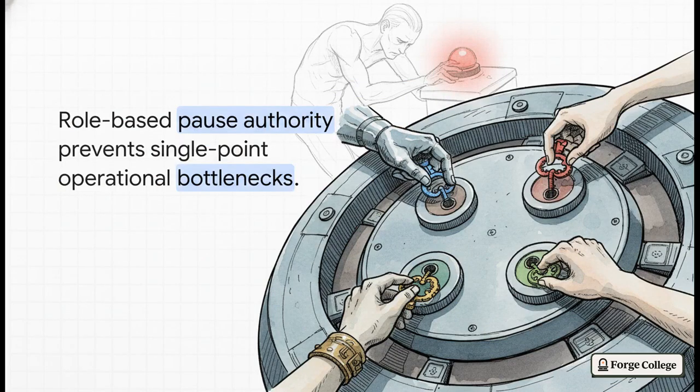In our advanced programs at Forge College, we see the best protocols using role-based or state management pauses. This fundamentally prevents single-point operational bottlenecks. You really want to make sure no single developer holds the keys to the entire kingdom. A human single point of failure is just as dangerous as a code failure. A good policy ensures a pause is a governed, multi-sig response, not an ad hoc panicked button smashed by a stressed-out dev at 3 a.m.